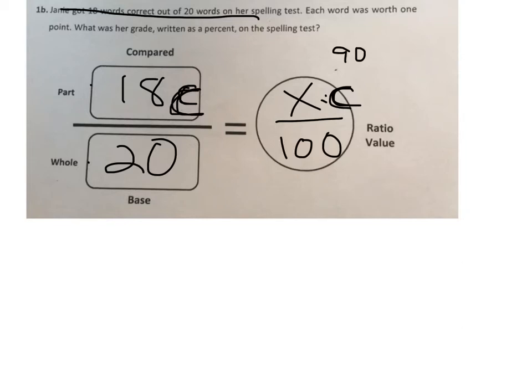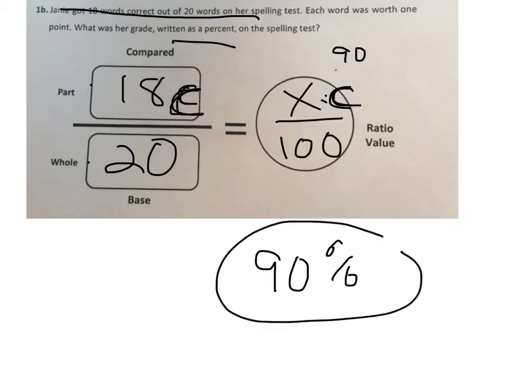But now the question says, what's the percent? You need to write 90%. If you just write the number 90, 90 and 90% are way different numbers. So if it asks you for percent, specifically, what is the percent, make sure you have a percent sign.